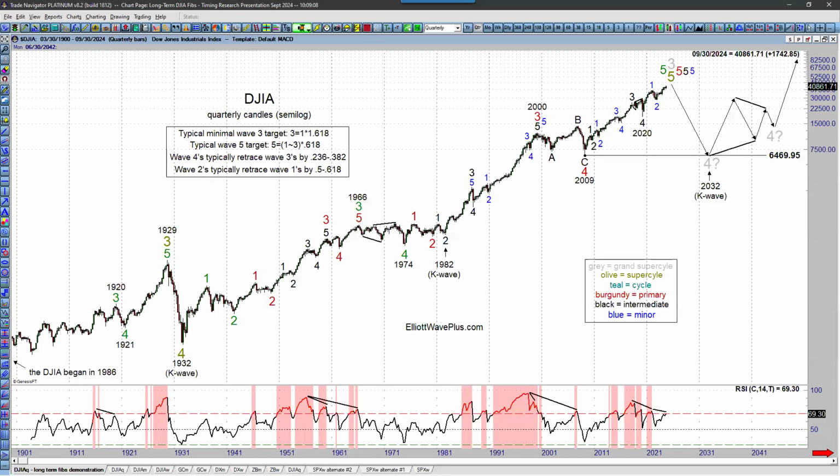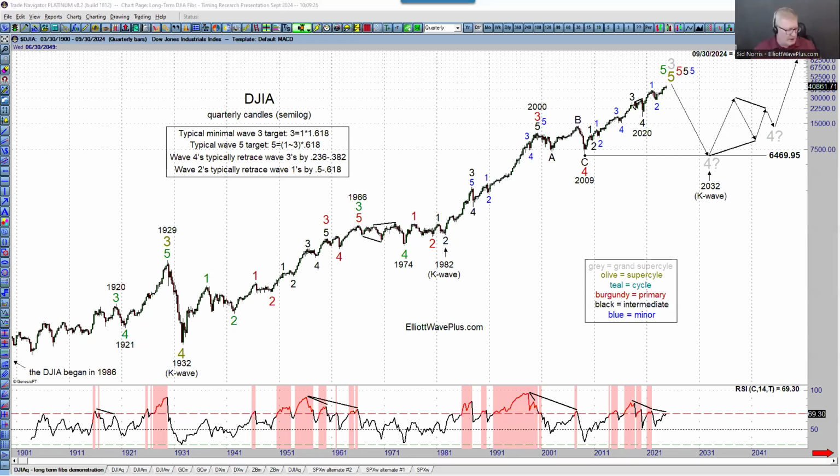So we're going to move now to my trading platform or my charting platform, and it's called Trade Navigator by Genesis. It's been around for many decades. And we're going to look at this long-term count on the Dow Jones Industrial Average.